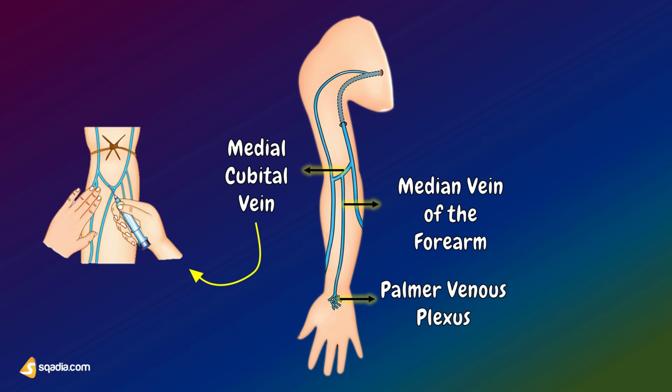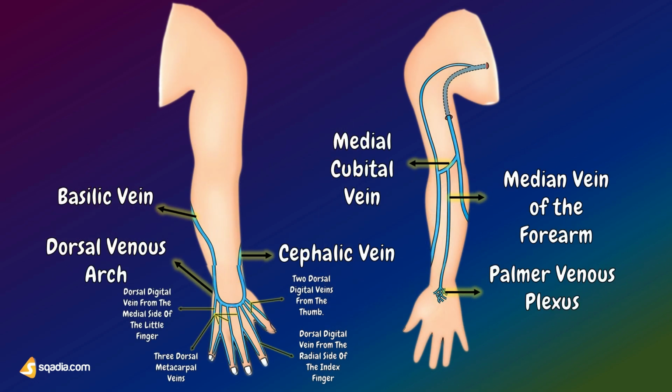The last two superficial veins are the median cubital vein, as mentioned before. It is named so because it lies in front of the elbow joint, and the median vein of the forearm along with the palmar venous plexus. The median cubital vein passes upwards and medially from the cephalic vein to the basilic vein. It is often the largest vein in the region, and is frequently used for taking blood samples or for giving intravenous injections and blood transfusions.